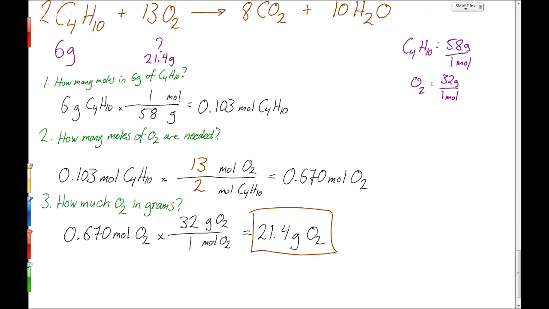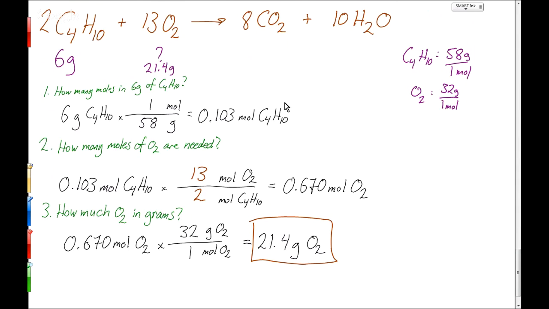So like in this example, the equation tells us that for every 2 of these, we need 13 of these. So we've got 0.103 moles of this, 0.67 moles of this. If we had 0.8 moles of this one instead, we'd still get the same amount of products. We just have a little bit left over of this. But if we had less than 0.67, then we wouldn't use up all this and we'd have some of that left over. And you can calculate exactly how much would be left over, but we're not going to do that. We're going to focus on this technique of figuring out how much you need.